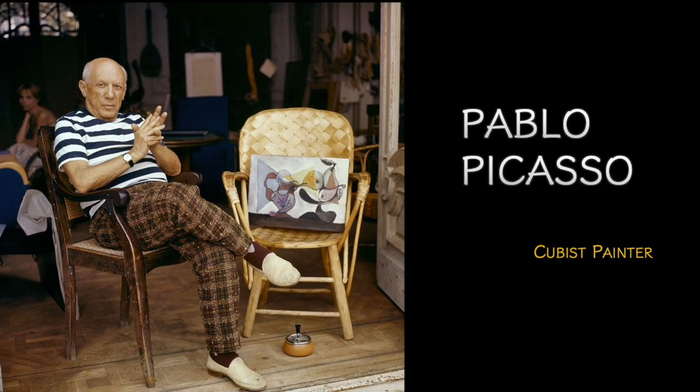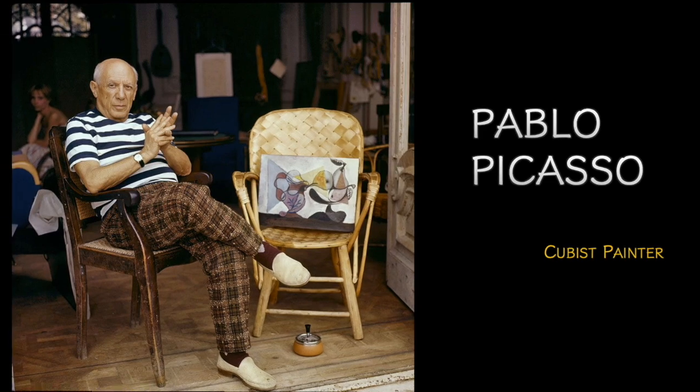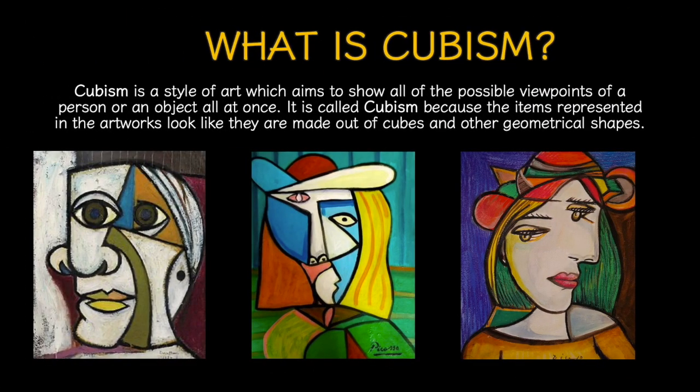Welcome back, boys and girls. Now it's time to get started on our next painting, which will be inspired by the artist Pablo Picasso, who was a Spanish Cubist painter. What is Cubism? Cubism is a style of art which aims to show all of the possible viewpoints of a person or an object all at once. It is called Cubism because the items represented in the artwork look like they are made out of cubes and other geometrical shapes.